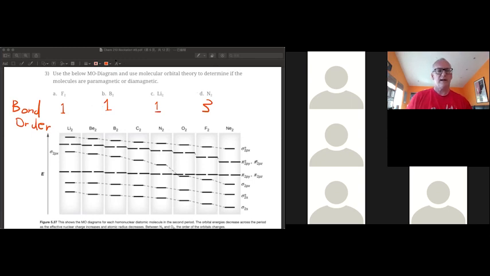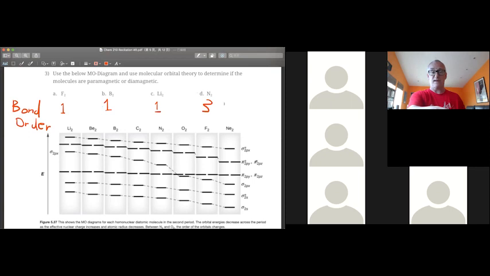So nitrogen, for instance, if you notice, had a total of 10 valence electrons. And when you put them all into their orbitals, they were all placed into orbitals in pairs. So, right, you had 8 in bonding orbitals and you had 2 in non-bonding orbitals. That's why you have your bond order of 3. But they were all paired. And so nitrogen is not magnetic.